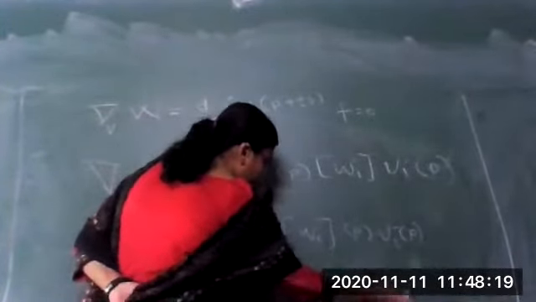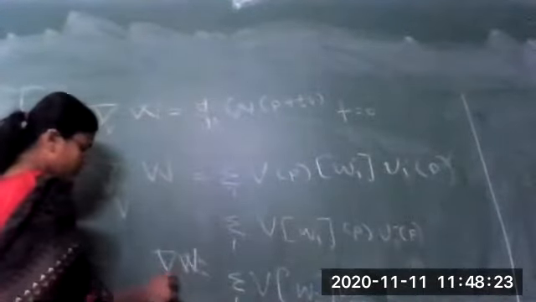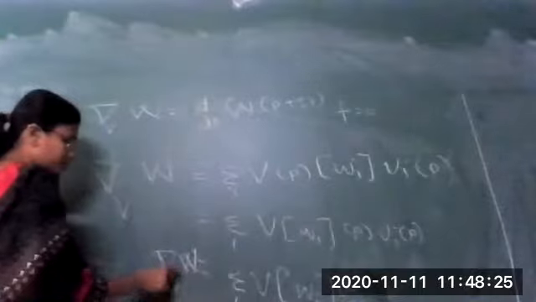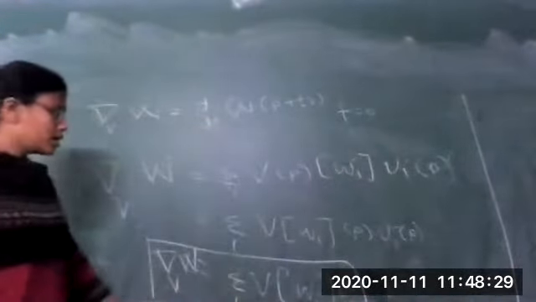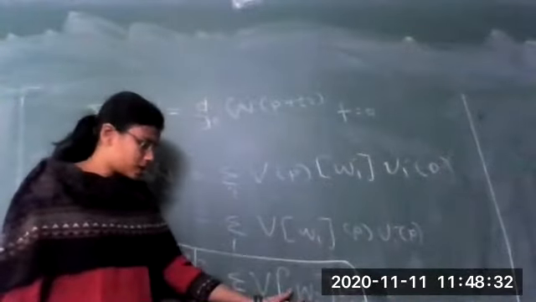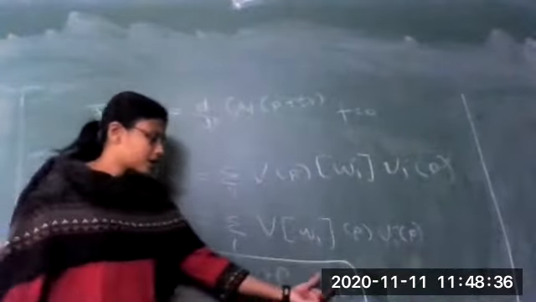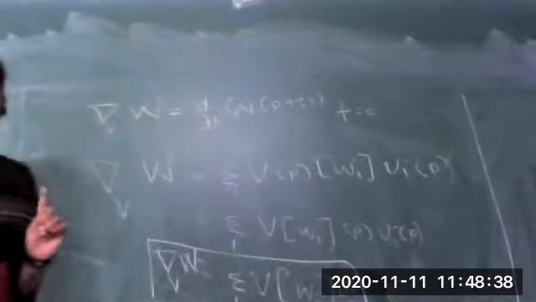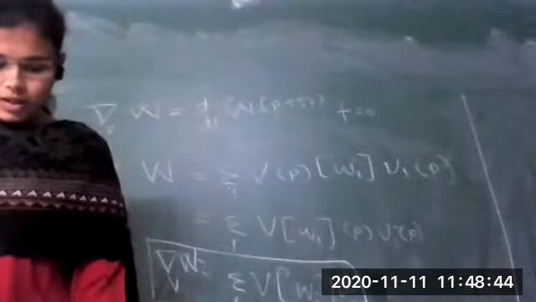As P is arbitrary, we can eliminate this, and the definition of the covariant derivative of a vector field W with respect to a vector field V will be this summation over i. This is the directional derivative of Wi in the direction of the vector field V, and here Ui. Okay, so hence the proof. Okay, now we have to solve.